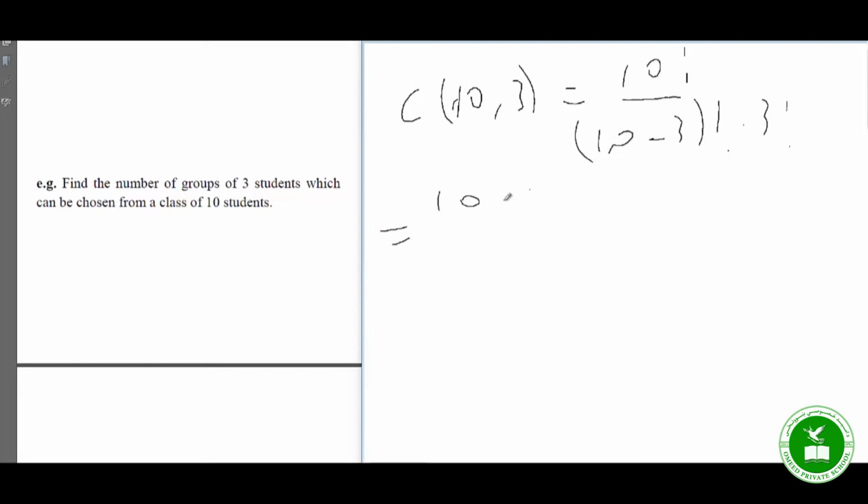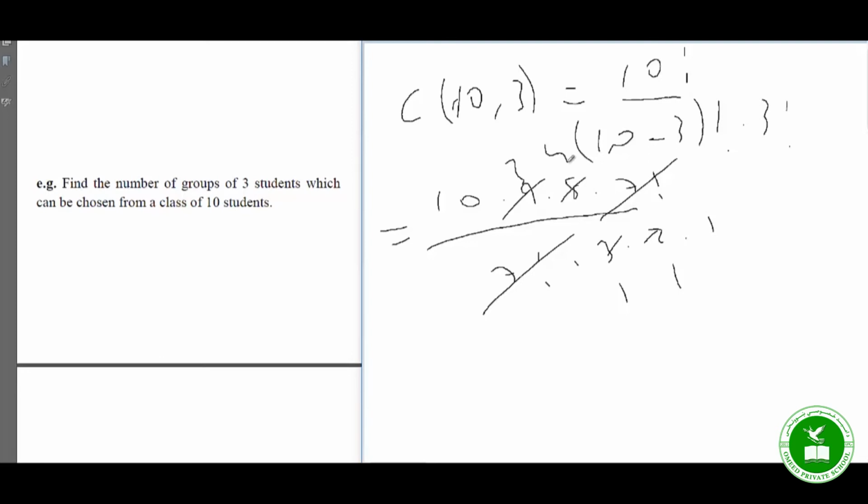Again, we have another example: find the number of groups of 3 students which can be chosen from a class of 10 students. It means combination of 3 from 10. So we can calculate it. Combination of 3 from 10 is equal to 10 factorial over 10 minus 3 factorial times 3 factorial, which is equal to 10 times 9 times 8 times 7 factorial over 7 factorial times 3 factorial. Let me write 3 factorial as 3 times 2 times 1. 7 factorial cancelled. 3 can be cancelled by 9 as 3, and 2 can be cancelled by 8 as 4. 3 times 4 is 12. 12 times 10 is 120. So we have 120 different groups of 3 students which can be chosen from these 10 students.